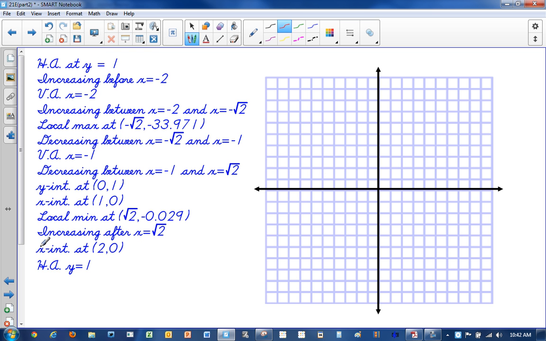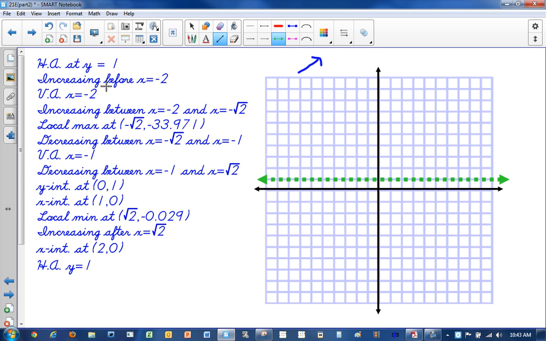All right, so there's my summary again of everything that I've already talked about. I'm going to graph it a little bit at a time, starting with the horizontal asymptote at y equals 1. So that is right here. I am increasing before I get to x equals negative 2, so I'm going to just draw a little up arrow before I get to x equals negative 2.